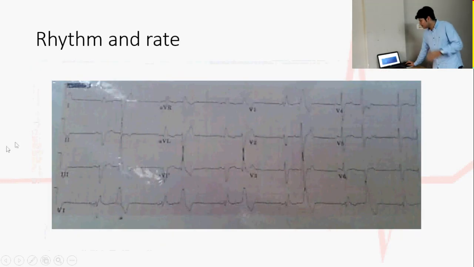Okay, fine. Next we will go to the rhythm and rate. First we are going to decide whether the rhythm is regular or not, and after that the rate. If we see the RR interval here and here is changing, so it's an irregular rhythm. So what you are going to do now is, in the rhythm strip, just count the number of R waves. So 1, 2, 3, 4, 5, 6, 7, 8, 9, 10 and 11, and multiply it by 6. 11 into 6, so 66 is the rate of this ECG. So this is bigeminy at the rate of 66.